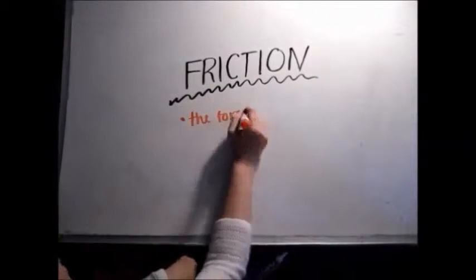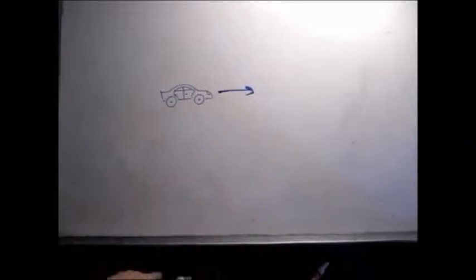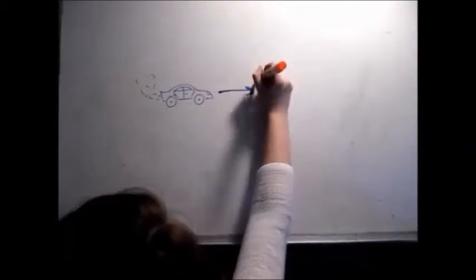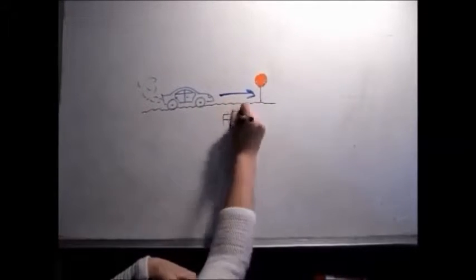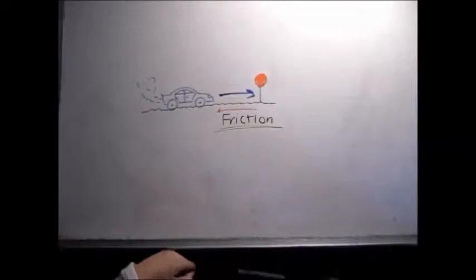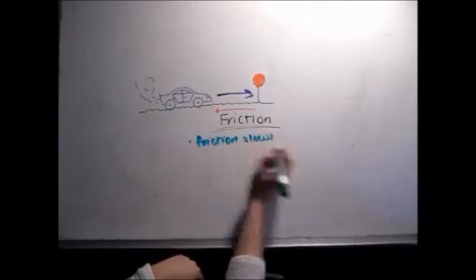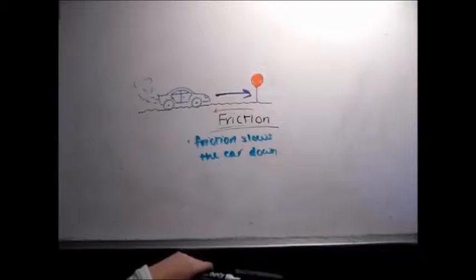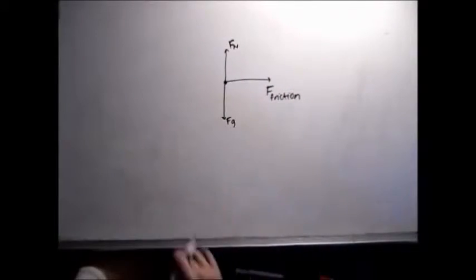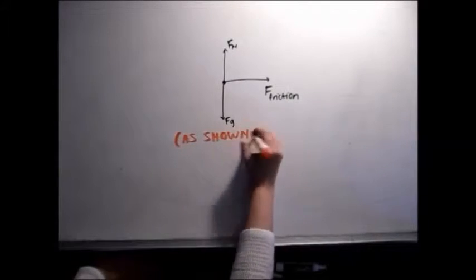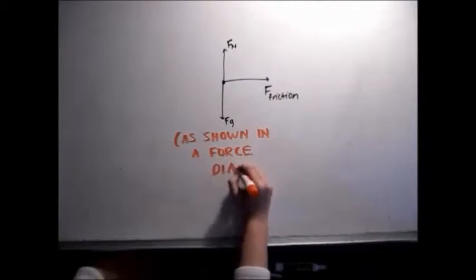Friction is the force that opposes motion. If a car is driving to the right and has to stop at a stop sign, then friction acts to the left. The friction force would be the arrow that is either pointing to the right or the left, depending on which way the object is moving, and is labeled F sub fric.